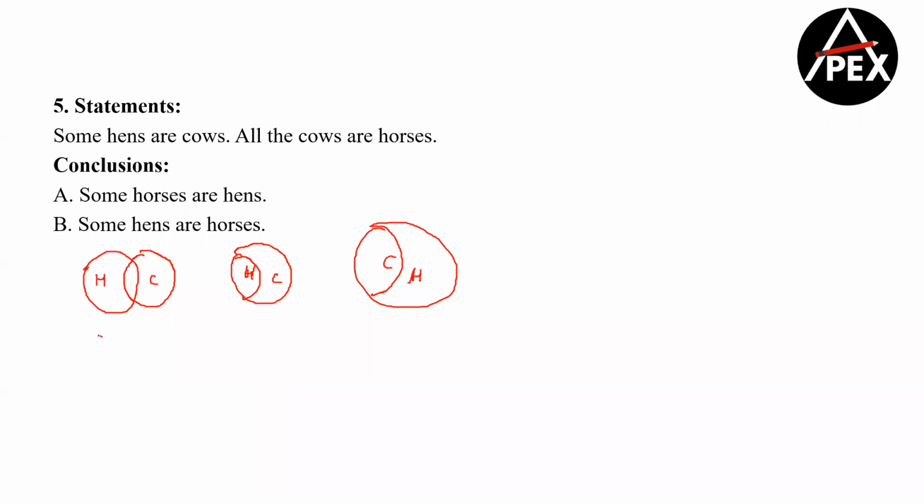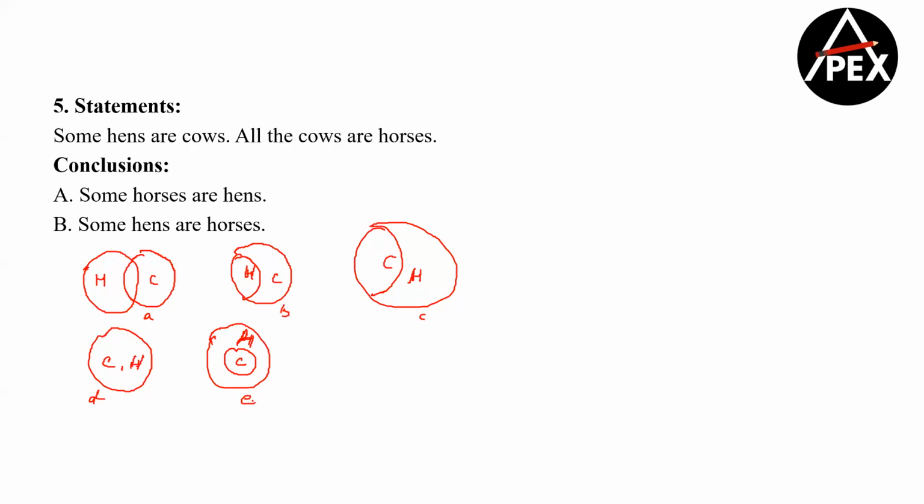All the cows are horses. Cow, horse. Next one. See, I always told you all the cows are horses. I never told you all the horses are cows. Okay, see, if you take that all the horses are also cows, then maybe you're getting both.